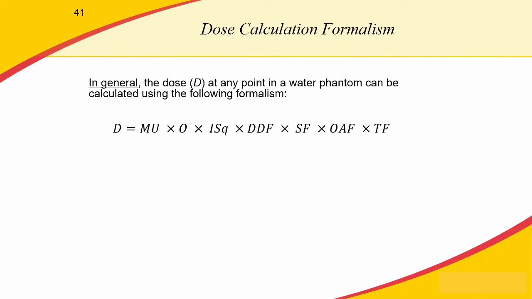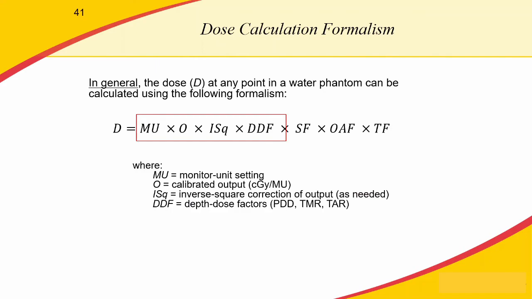So we've been talking about these dose ratio factors forever. Let's finally talk about how you would actually use all this to calculate dose. So we have a general equation for what the dose would be at any point in our water phantom or patient, and it can be calculated using this simple formalism here. So our dose is equal to our monitor units delivered by the machine, our output, our inverse square factor, and our depth dose factors.